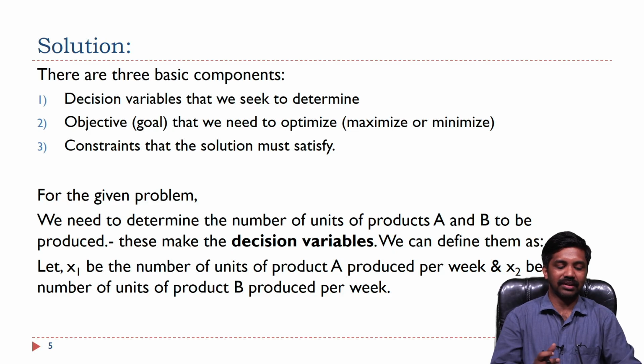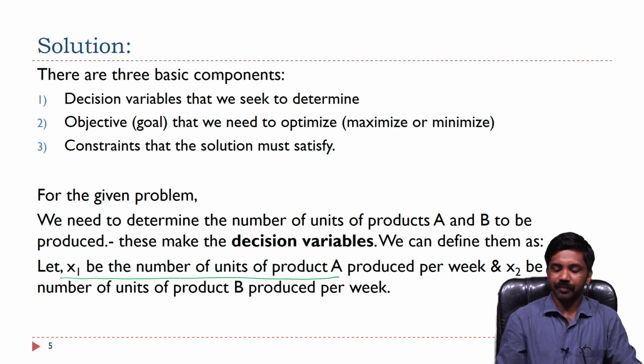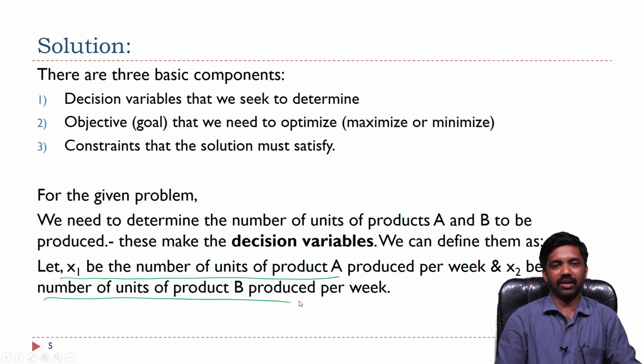So, this is the thing that we have to determine: how many units of product A to be produced, or how many units of product B to be produced. It means these are the decision variables, because on these we have to take decision. So, the number of units of product A and number of units of product B are our decision variables. We can define them such that let x1 be the number of units of product A produced per week, and let x2 be the number of units of product B produced per week. So, in this way we can define our decision variables.